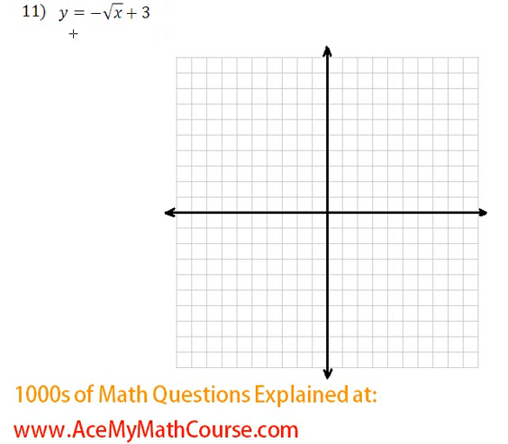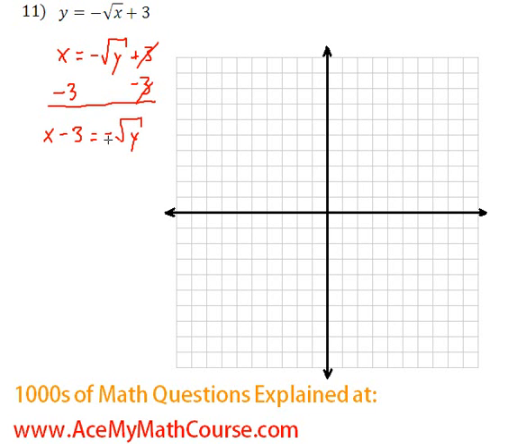Find the inverse of the function y equals negative root x plus 3. And I'm just going to switch x and y to get started. Great. Now I'm going to subtract 3 from both sides of the equation. So we're going to have x minus 3 equals the negative root of y.